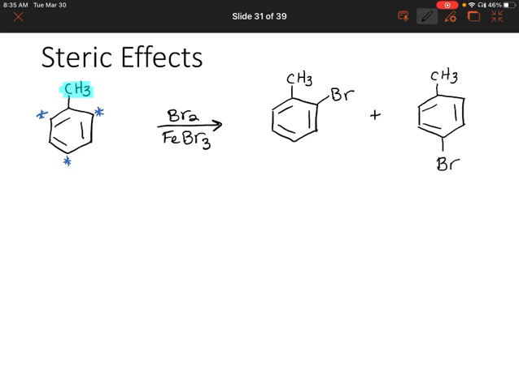What would be the major product here? Which position is present in a larger amount, ortho or para? Ortho.